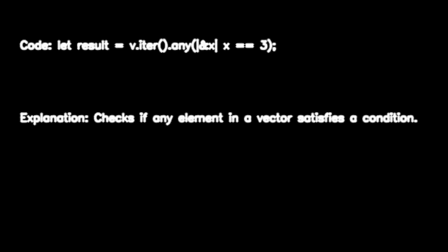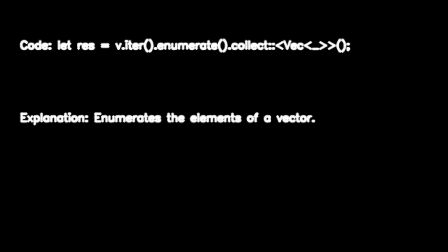Code. let result = v.iter().any(|x| x == 3); Explanation: checks if any element in a vector satisfies a condition. Code. let res = v.iter().enumerate().collect::<Vec<_>>(); Explanation: enumerates the elements of a vector.